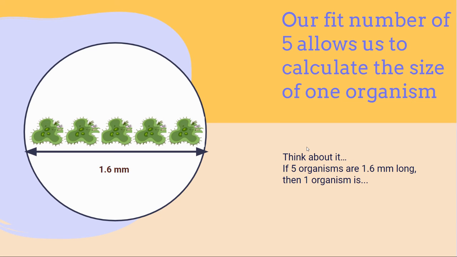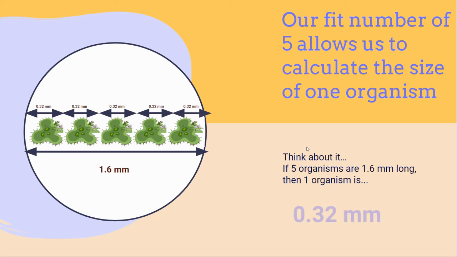So then what you want to do is use this to calculate the actual size of the organism. So how do you do this? Well, let's be honest. You have it covering the entire diameter. You have 5 of them. Your space is only 1.6. So you're going to take your 1.6 and divide it by 5. You want 5 equal sections. So take 1.6 and divide it by 5. So the actual organism is 0.32 millimeters.